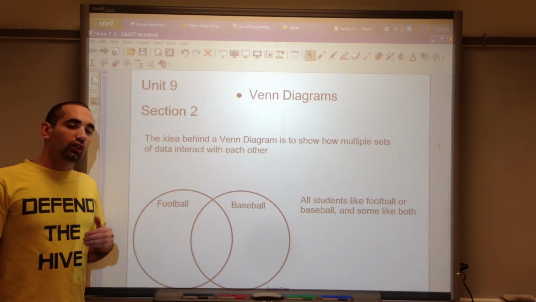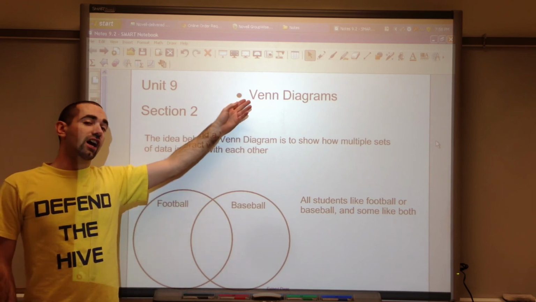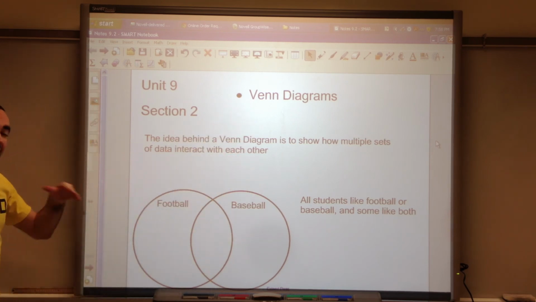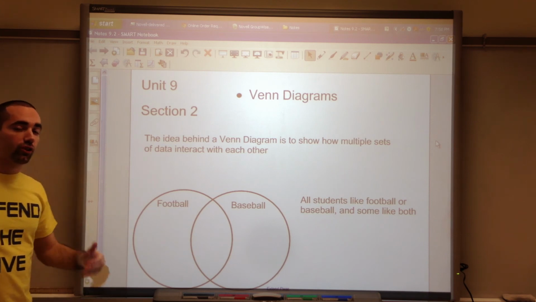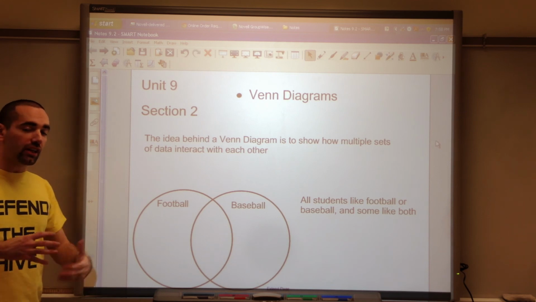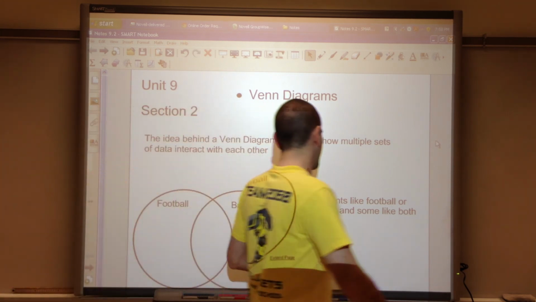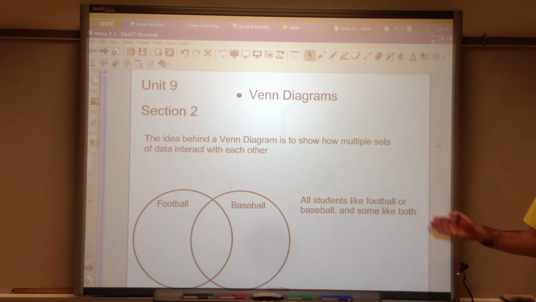Today we're going to look at Unit 9, Section 2, which deals with Venn diagrams. The idea behind a Venn diagram is to show the relationship between sets of data and how they interact with each other. So this example here, all students like football or baseball, and some like both.